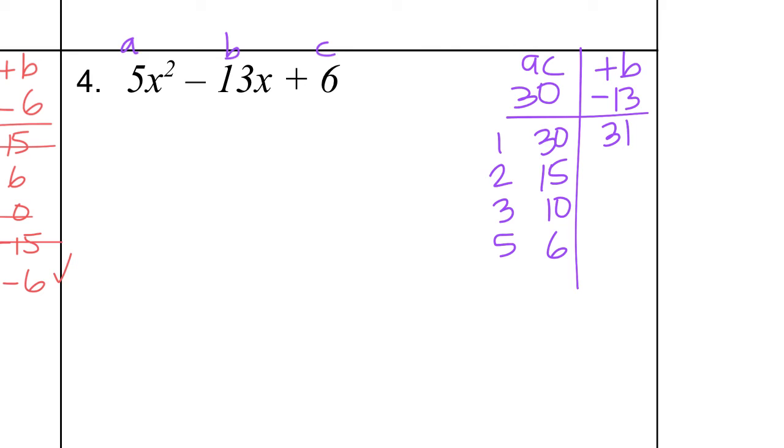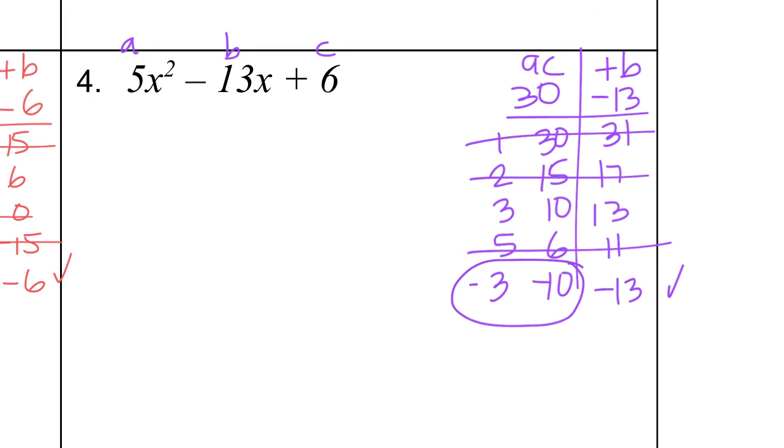So this is 31, this is 17, this is 13, this one is 11. So we have one that's 13, but it's kind of a problem because we need it to be negative, and that's a positive. So what if we did negative 3 and negative 10? A negative times a negative still gives me positive 30, but when I add them up, that gives me negative 13. So I'm going to actually use them when they're both negative. So rewriting this polynomial as 5x squared minus 3x minus 10x plus 6.